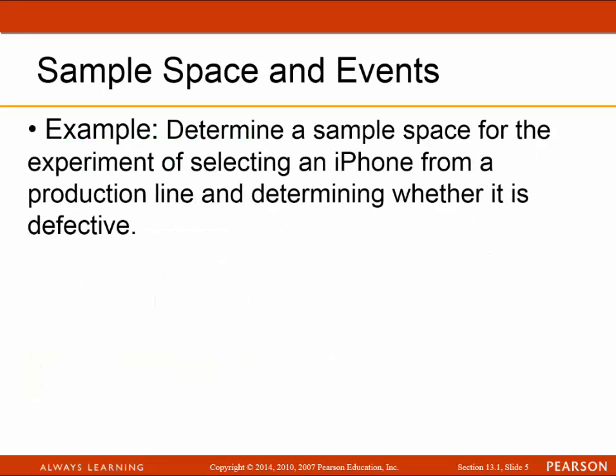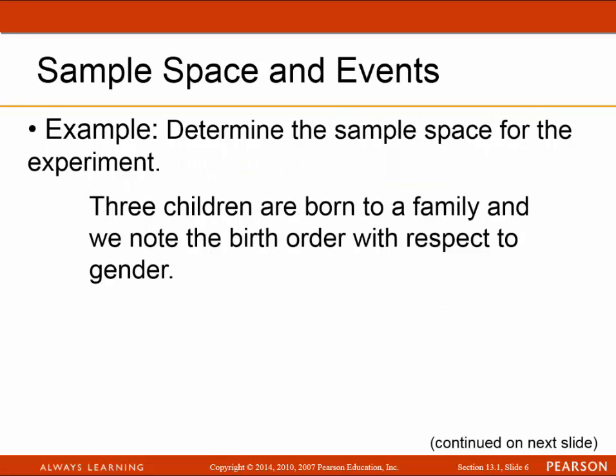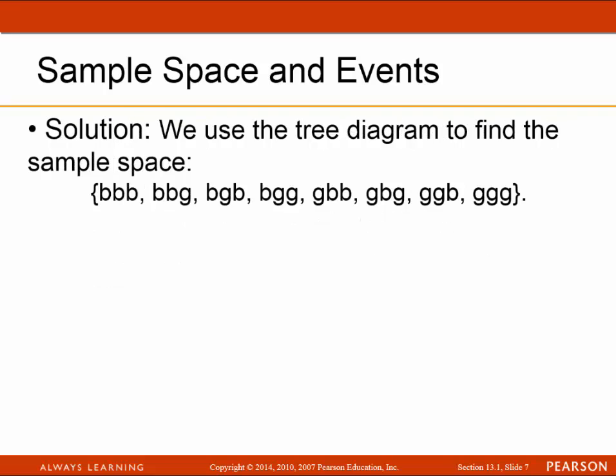So here's the first example, right? Determine a sample space for the experiment of selecting an iPhone from a production line and determining whether it is defective or not. So the sample space then would be either defective or non-defective. So here's the next example. Determine a sample space for this experiment. So 3 children are born to a family, and we note the birth order with respect to gender. So when we do that, we'll end up with boy, boy, boy, boy, boy, girl, all the way down to girl, girl, girl. And all of the different possibilities are what we call the sample space.